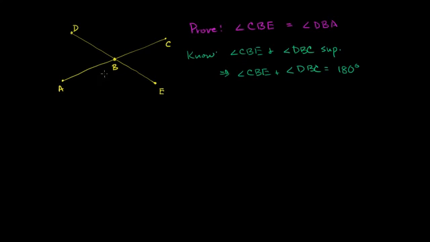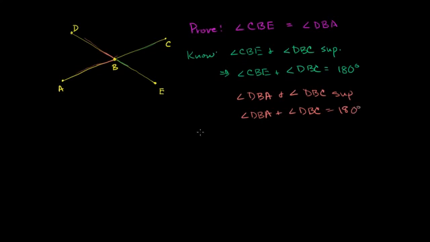Fair enough. We also know, so let me see, this is CBE, this is what we care about, and we want to prove that this is equal to that. We also know that angle DBA, this is DBA right over here, and angle DBC are supplementary. This angle and this angle are supplementary. Their outer sides form a straight angle. They are adjacent, so they are supplementary, which tells us that angle DBA, this angle right over here, plus angle DBC, this angle over here, is going to be equal to 180 degrees.